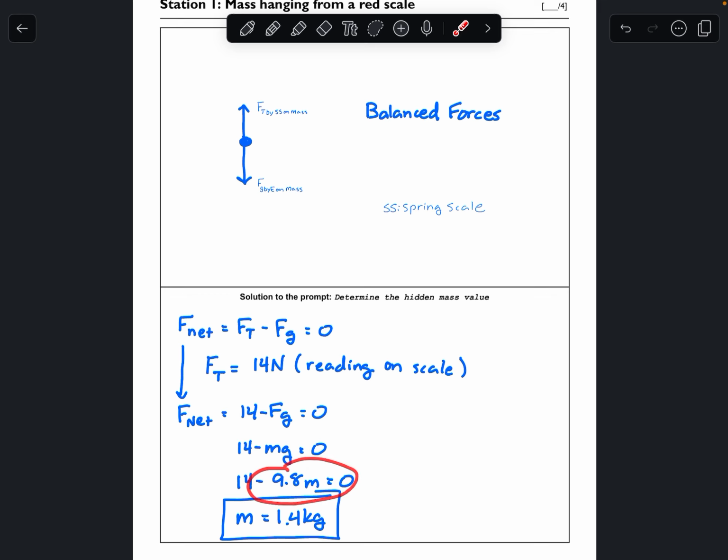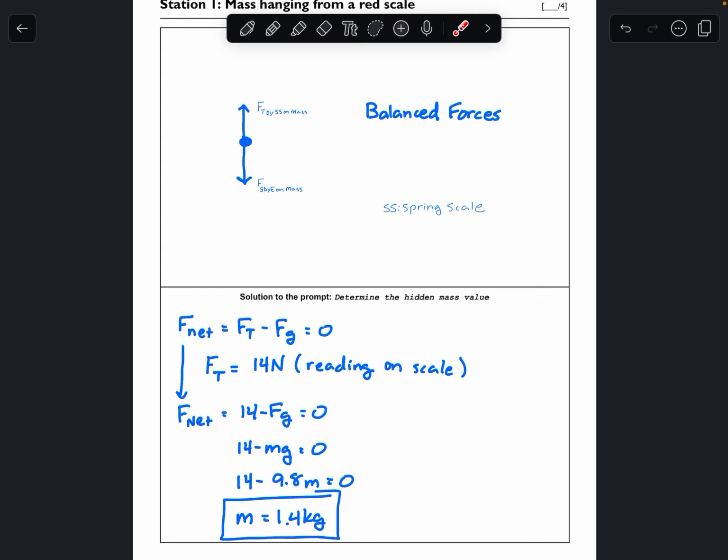I'm going to add 9.8 m over to the other side of the equation. 14 equals 9.8 m. I'm going to divide 14 by 9.8, and I get 1.4. And if I follow this up through my line of reasoning, I know the units have to be in kilograms because my force was in newtons, and g is measured in newtons per kilogram. Mass should always come out to be in kilograms. This is a complete solution.